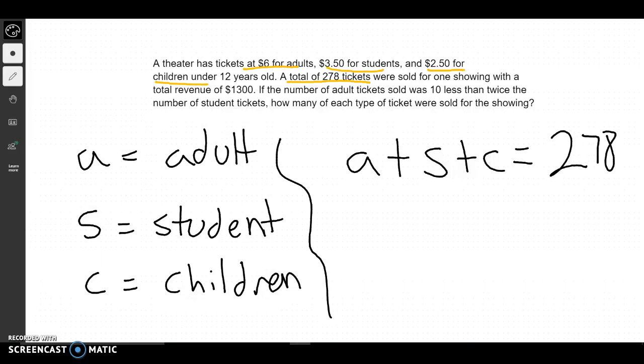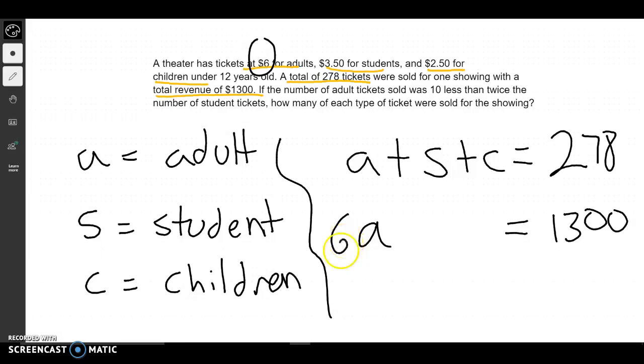And then they said they were sold for a total revenue of $1,300. If they were sold for a total revenue of $1,300, then that means they equal $1,300, and I have to think what equals $1,300. If I was going to find my revenue, I'd take the total number of adult tickets, which would be A, times the amount, which is 6, and then I would start adding that to the other things, which would be $3.50 for the students and $2.50 for the children.